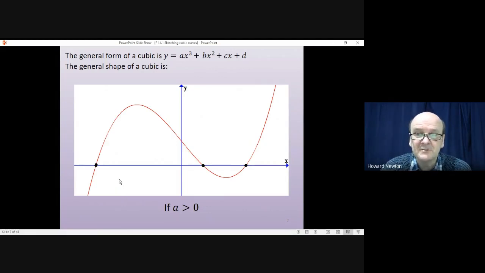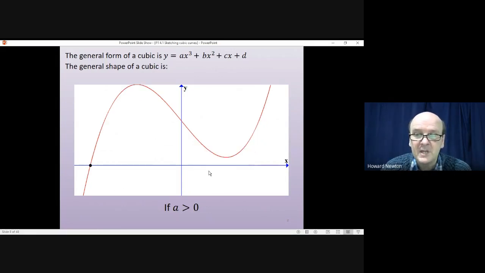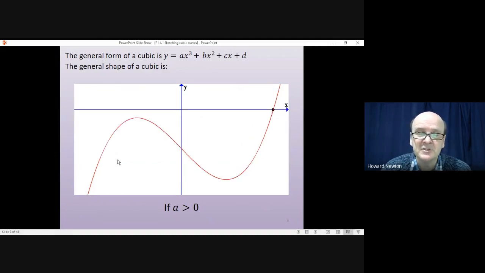But it's possible for the curve to shift upwards, in which case this minimum point is above the x-axis, and it only actually crosses the x-axis on the one occasion. And the other possibility is the whole thing shifts downwards, and this maximum is beneath the x-axis. In which case, again, the curve only crosses the x-axis once. You'll notice it always crosses the x-axis at least once, and it always crosses the y-axis exactly once.